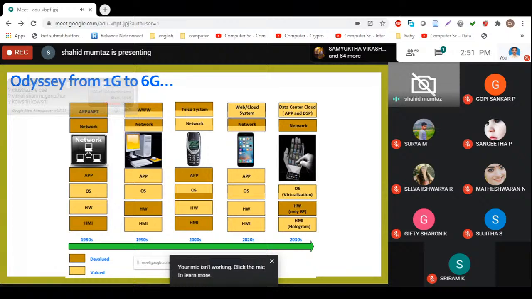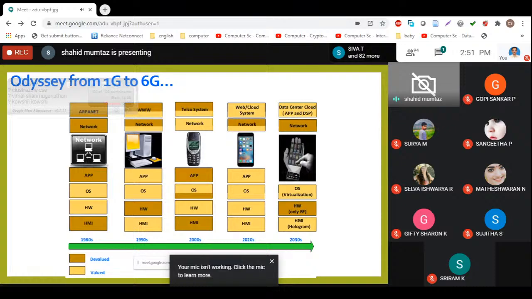So the web of cloud will come to the data centers. Everything will be in the cloud: your digital signal processing, apps, everything will stay in the cloud, and the network has no value. So this means all the value is in the cloud, like in the first picture I showed you, where you have private cloud, public cloud, and a lot of others. The operating system will be virtualized, and hardware is only the RF part, meaning only your screen, because everything will be in the cloud.